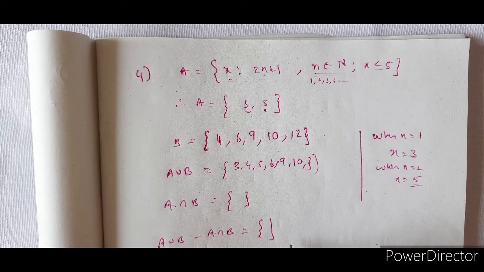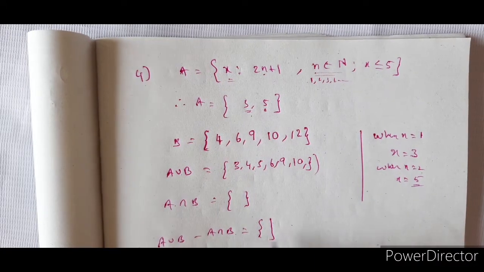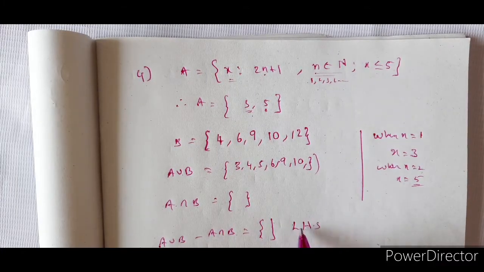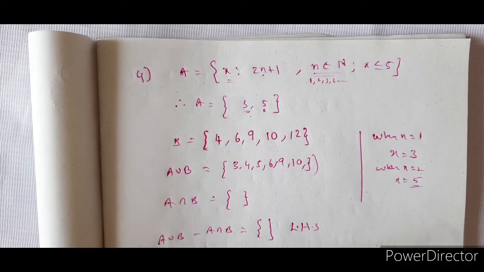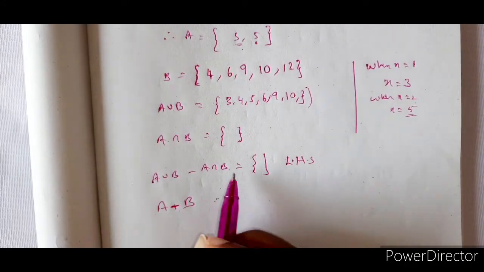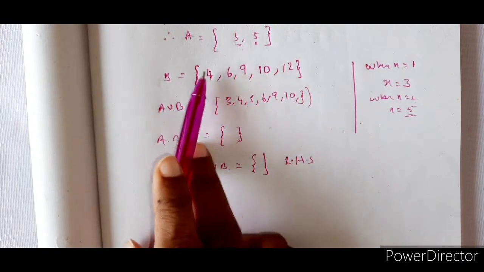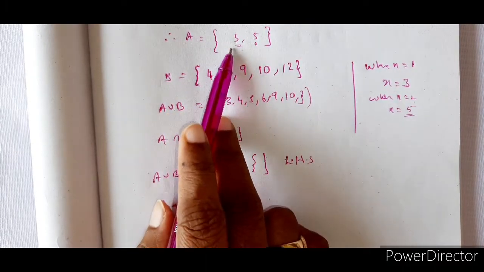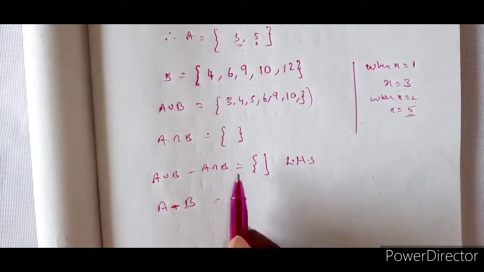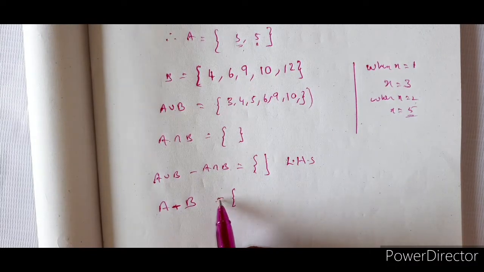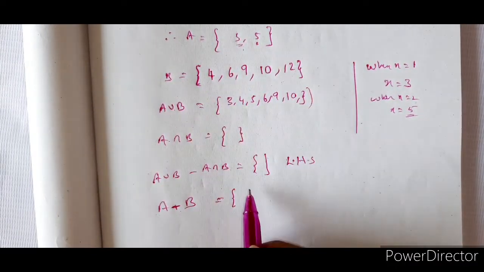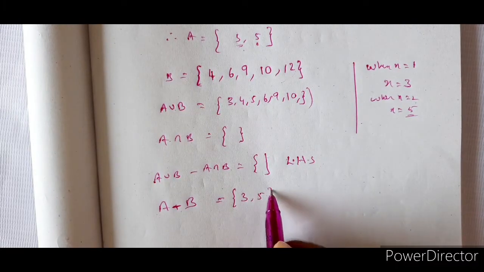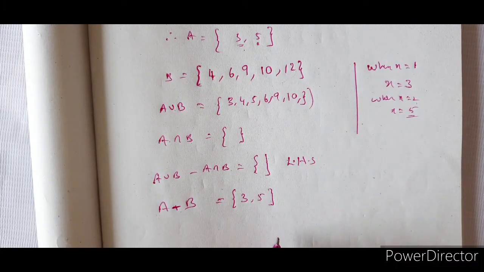So the next one is now to find out, this is LHS, A minus B. What is A minus B? Removing those elements of B, if at all they are there in A. There are no common elements. So therefore A minus B is A itself, because you are not subtracting anything. That is 3 comma 5 itself is A minus B.